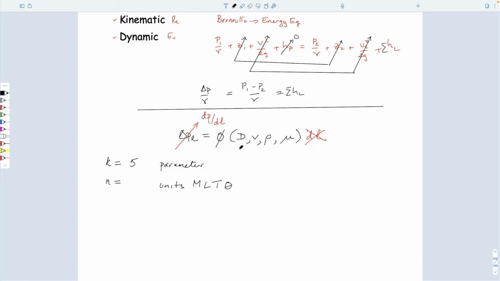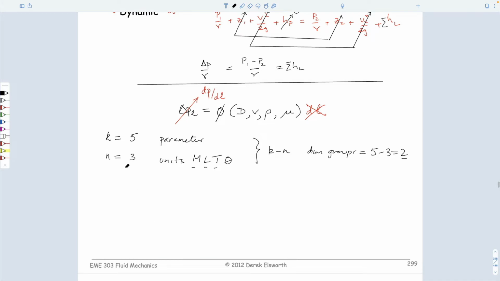So what do we have here? We could identify what these are. This is length over time, and this is mass per unit volume. So we have all three. And so we have k minus n dimensionless groups, which is equal to 5 minus 3, which last time I checked is equal to 2. So we have 2 dimensionless groups.